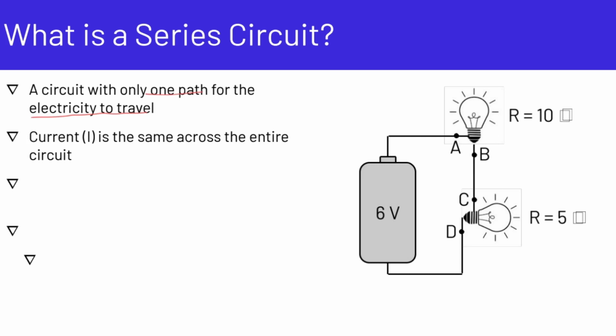Current is the same across the entire circuit. So current I, the symbol we use for current, is the same across the entire circuit. The current stays the same all the way through the circuit.